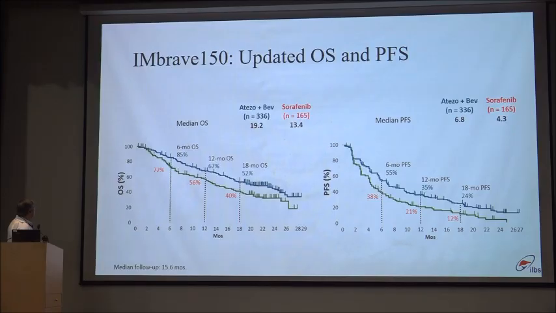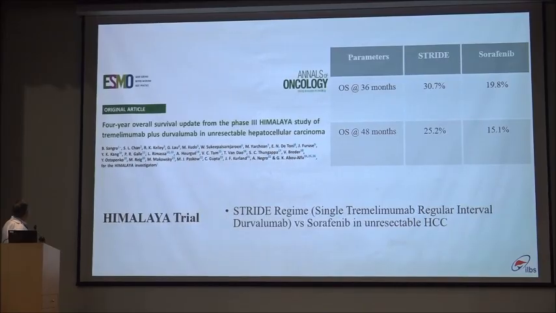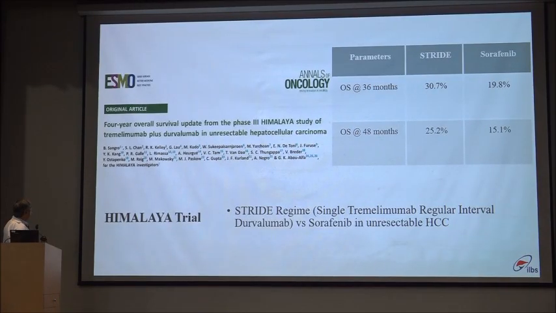Next is also showing the median overall survival: atezolizumab plus bevacizumab 19.2 months, while sorafenib was only 13.4, and median progression-free survival was 6.8, and with sorafenib it was 4.3. Next slide. This is the most popular trial which is going on nowadays. It is the STRIDE regimen.